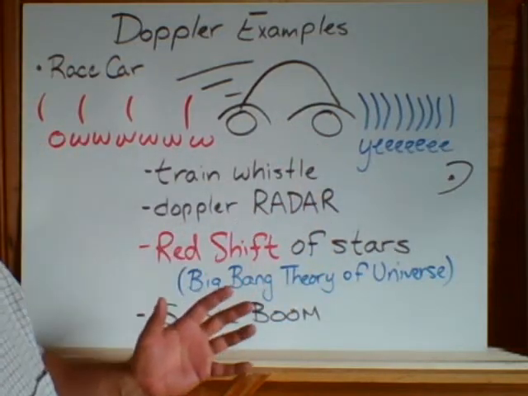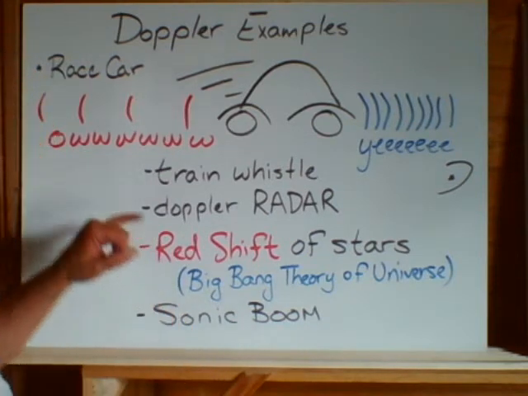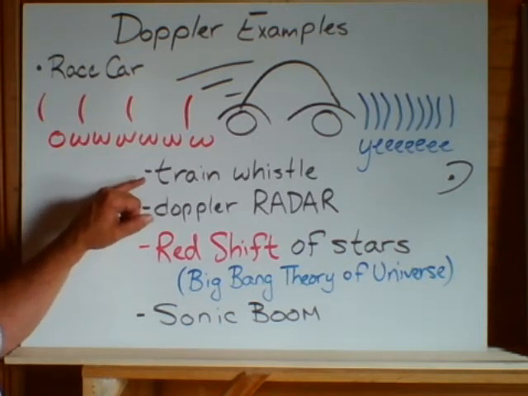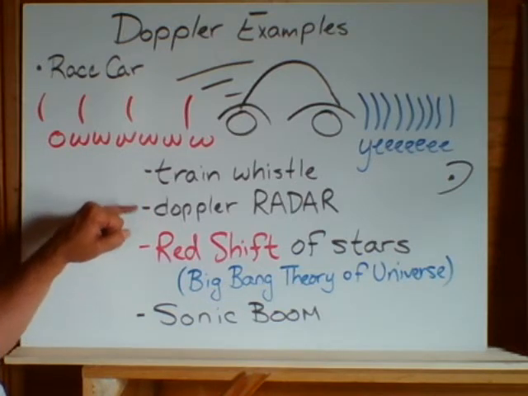And the faster the car goes, of course, the greater the Doppler shift is going to be. Another example would be a train whistle. If a train is going by and it's sounding its whistle, you'll hear an artificially high pitch as it's moving toward you and a lower pitch as it moves away.